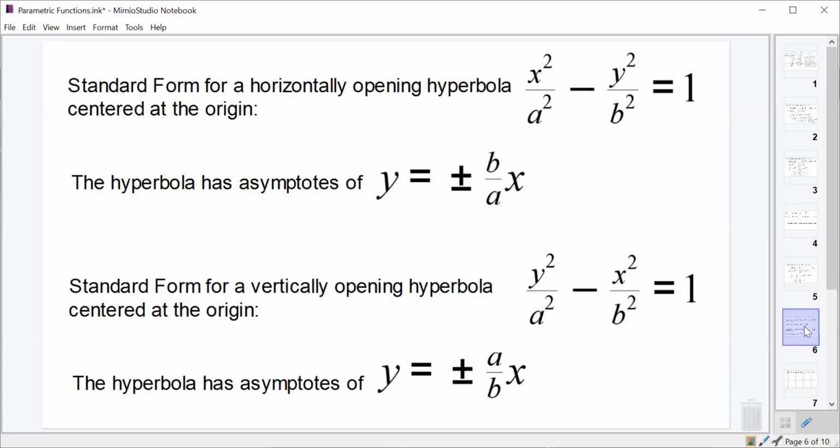And if it's flipped around the other way, it'll just be the opposite. So if we have y squared minus x squared, it's always the value underneath the y divided by the value underneath the x.